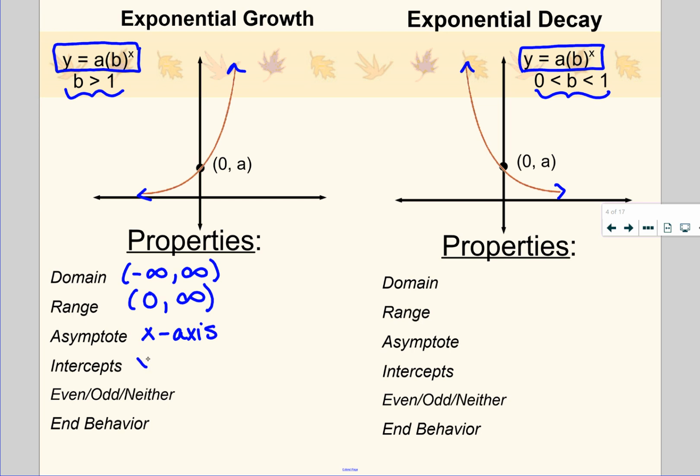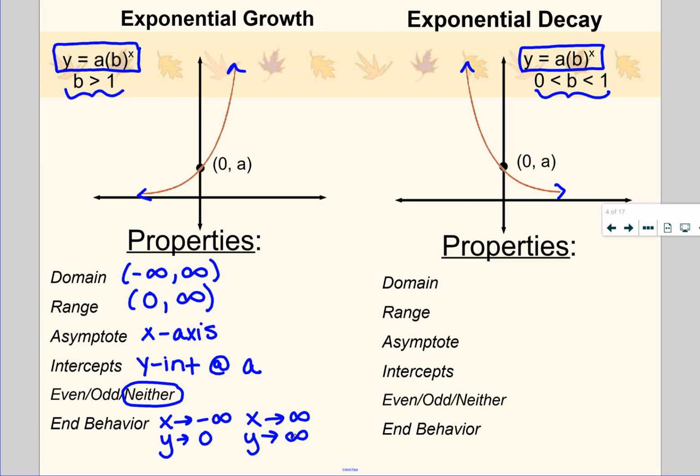Intercepts, the only intercept you're going to have is a y-intercept at the value of a. These functions are neither even nor odd. Remember, even means reflection over the y-axis and it will look the same. Odd means a rotation of 180 degrees or symmetry to the origin. And then finally, end behavior. These only have two ends, so it's sufficient to say x approaches negative infinity, x approaches positive infinity, and then what y is approaching. On the left, y is approaching the asymptote, 0, and on the right, y is approaching positive infinity.